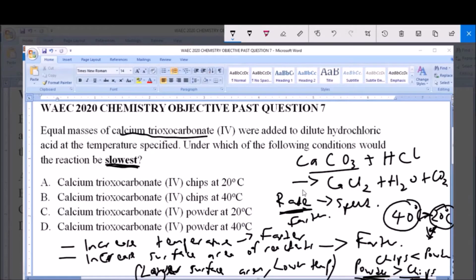So it's safe to say that the slowest condition for the reaction to take place will be when the reaction is taking place at 20 degrees Celsius, which is the lower temperature, and also when the reactant calcium trioxocarbonate 4 is in chips, which possesses a lower surface area. So at 20 degrees Celsius and in chips, that is option A, calcium trioxocarbonate 4 chips at the lower temperature, which is 20 degrees Celsius. So option A is the correct answer to this question.